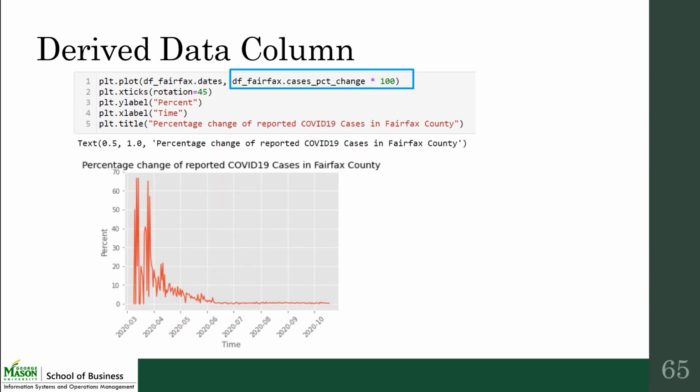Using the derived data column that consists of the percent change of total cases in Fairfax, we can plot a time series graph to show the volatility of the total cases over time, starting from day 0 to the most recent time period in the data frame. Line 1 uses matplotlib's function to plot the line chart. The second argument uses the derived data column, and it uses a broadcasting approach to multiply the decimal by 100 to reflect percentages on the graph. Recall that the percent change column that was generated produces the result in decimal format.